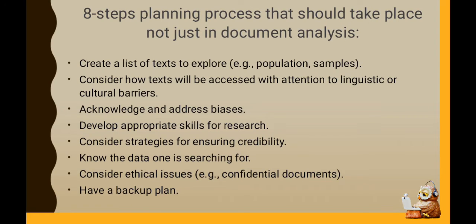Number 1. Create a list of texts to explore, like population and samples. Number 2. Consider how text will be accessed with attention to linguistic or cultural barriers. Number 3. Acknowledge and address biases. Number 4. Develop appropriate skills for research. Number 5. Consider strategies for ensuring credibility. Number 6. Know the data one is searching for. Number 7. Consider ethical issues like confidential documents. And number 8. Have a backup plan.